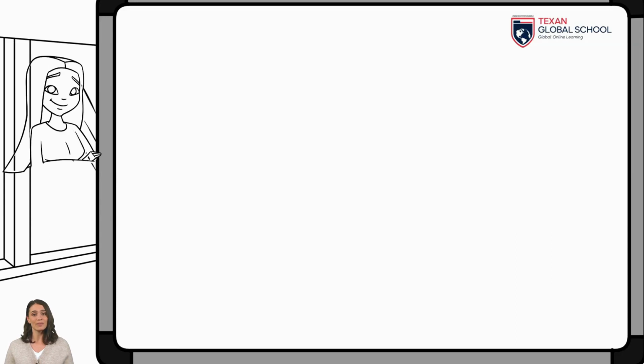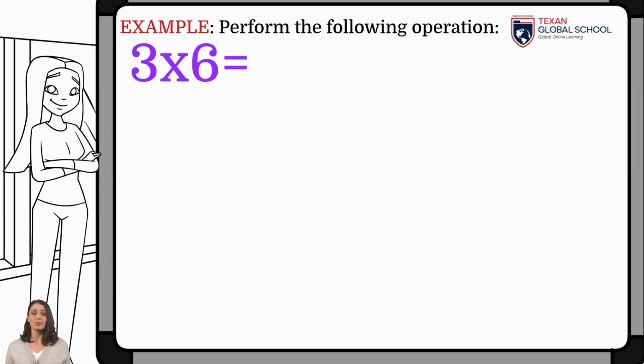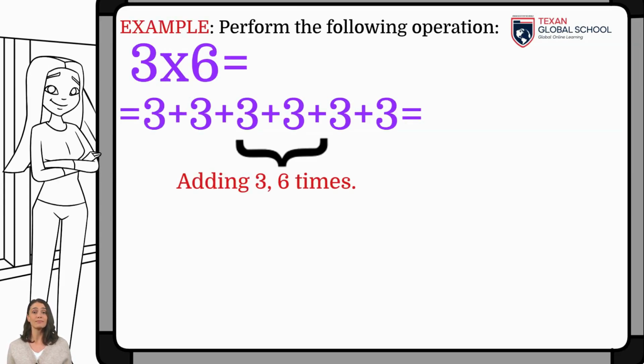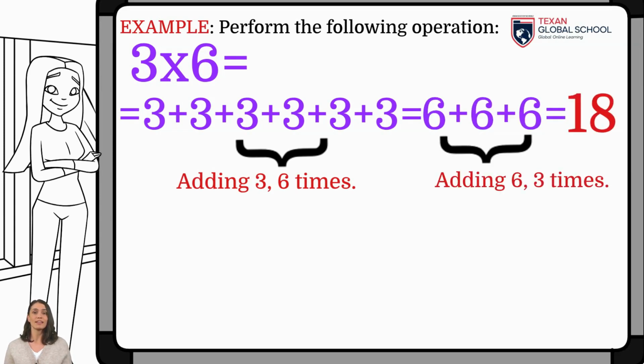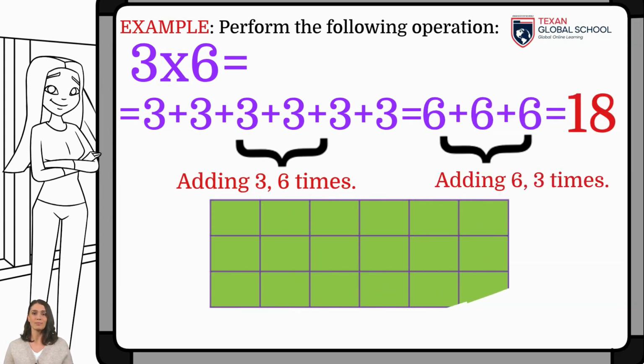Now, multiply 3 by 6. So we add 3 6 times, or we add 6 3 times. Therefore, 3 times 6 is 18. The model represents 3 rows by 6 columns. So we have 18 units. Thus, we conclude that 3 times 6 is 18.